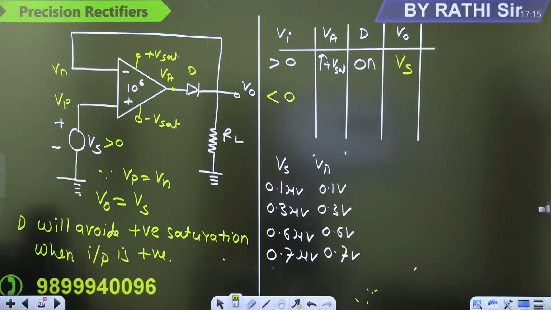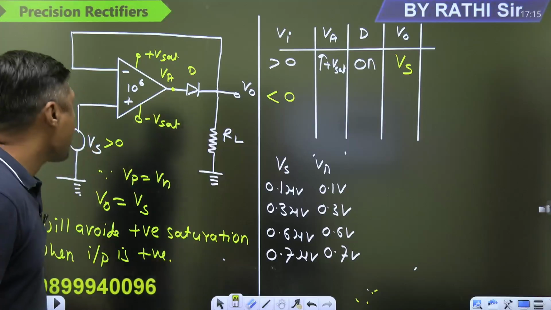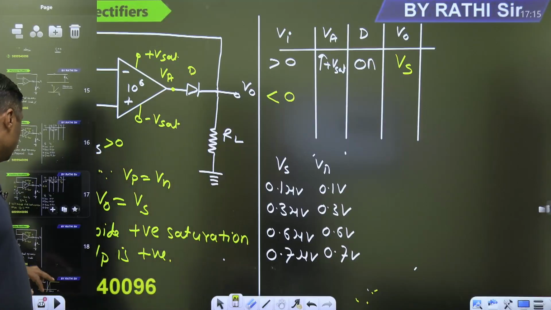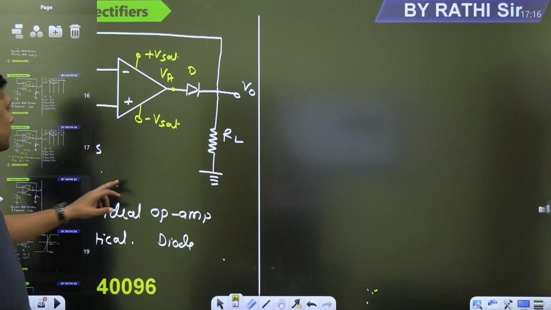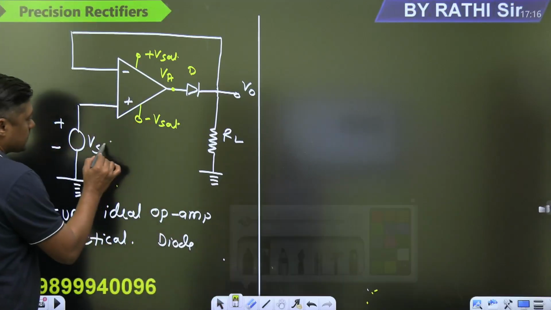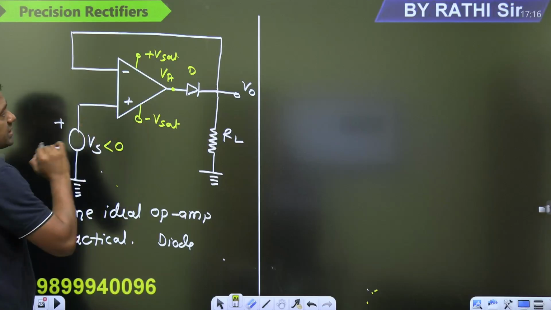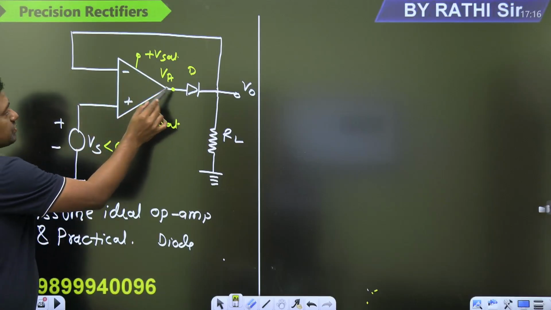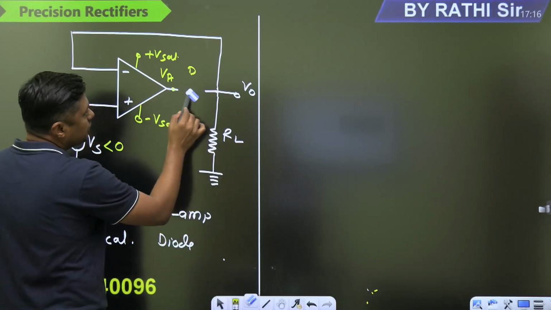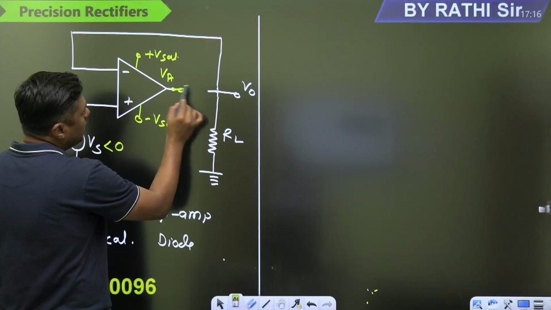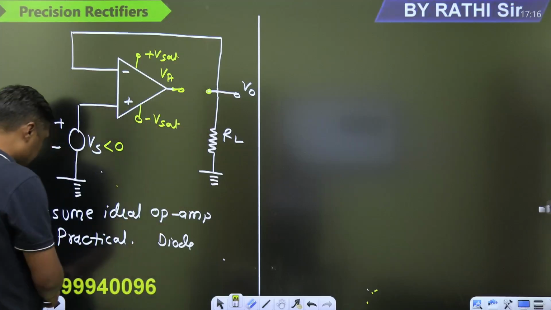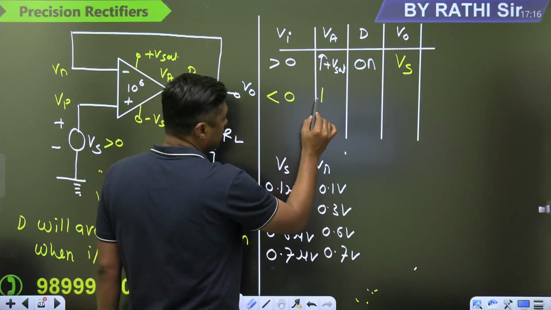Okay then. So yes, now in the second half what will happen when we are giving a negative value here? When we give the negative value here, then remember, watch this. It is less than 0. When it is less than 0, negative, it is moving towards what? Minus V sat. When it is moving towards minus V sat, what about the diode? The diode will remain off.